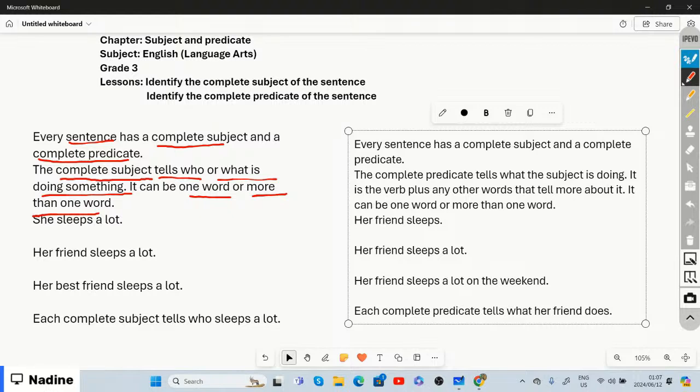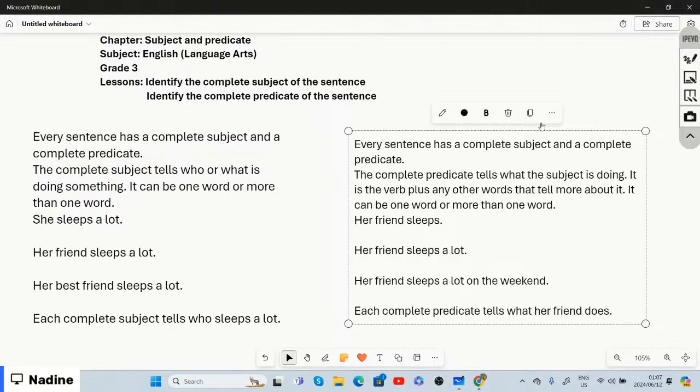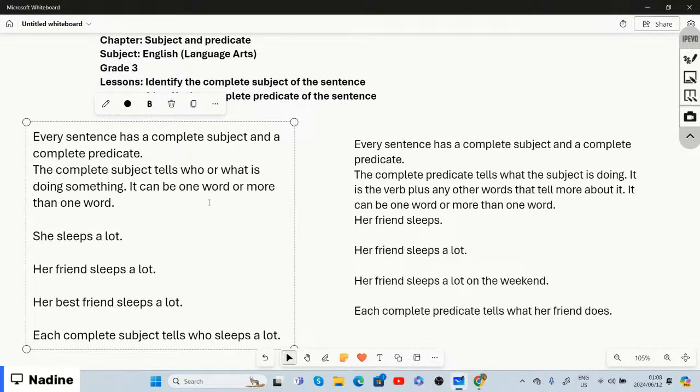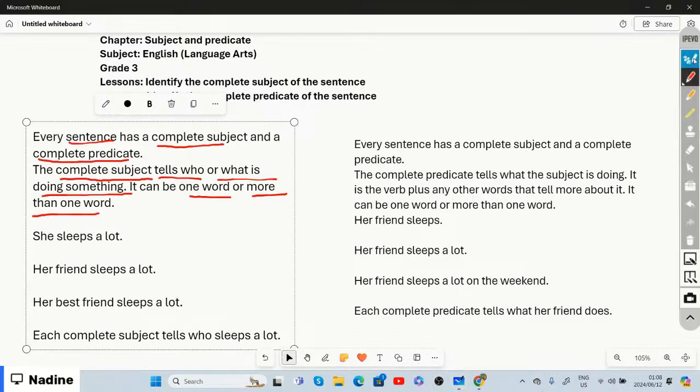For example, she sleeps a lot. Now we need to ask ourselves, who is doing something? Then we can say it is she. She sleeps a lot, which means that our subject within that sentence is she.